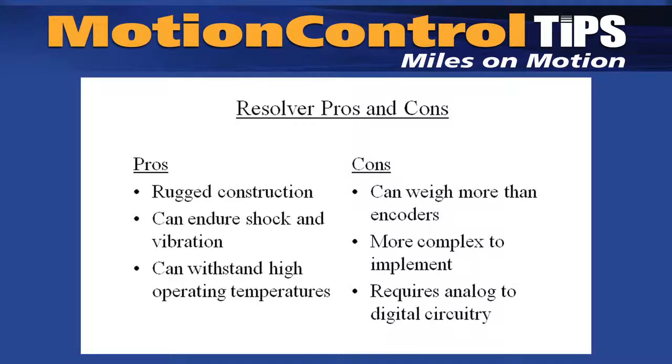Because resolvers contain few electronic parts, being essentially two rotating transformers, their construction is more rugged. However, they can be heavier than your typical encoder. They can endure shock and vibration more easily than encoders, and can also withstand higher operating temperatures. On the downside, resolvers are more complicated because of the external circuitry required to convert the analog signals to digital signals.